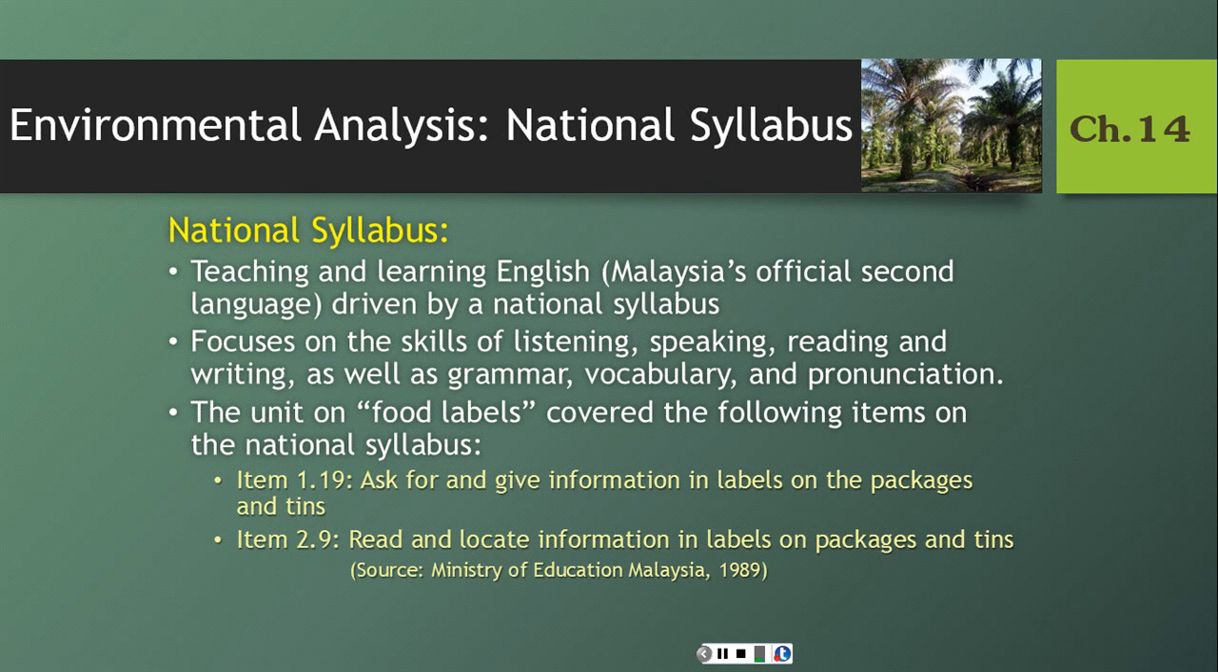Education in Malaysia is overseen by the Ministry of Education and has established a national syllabus for schools to follow. It includes teaching and learning English, which is Malaysia's official second language. It focuses on the skills of listening, speaking, reading, and writing, as well as grammar, vocabulary, and pronunciation. The unit on food labels covered the following items on the national syllabus.